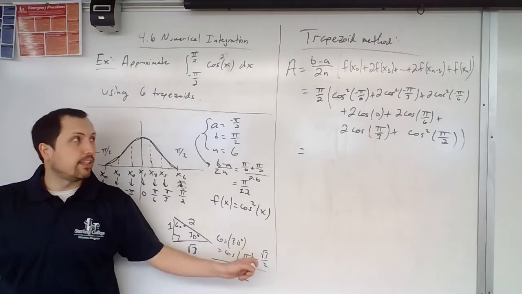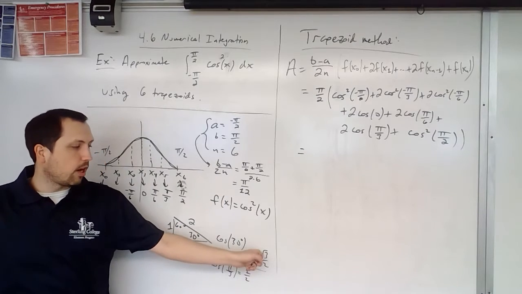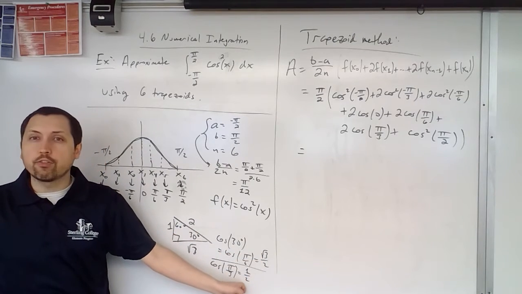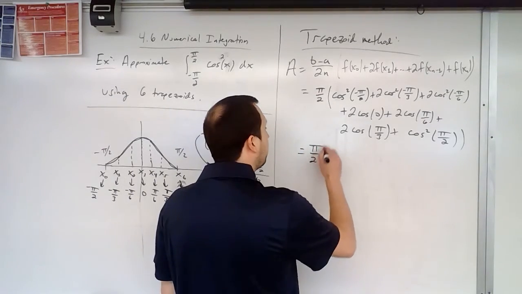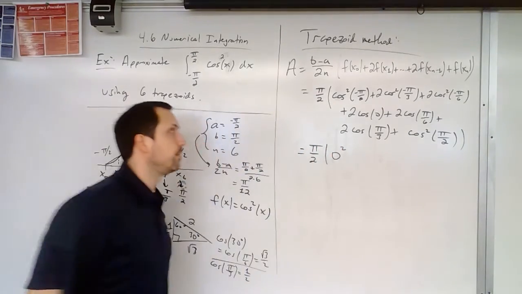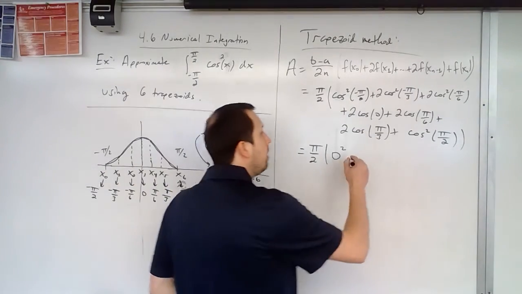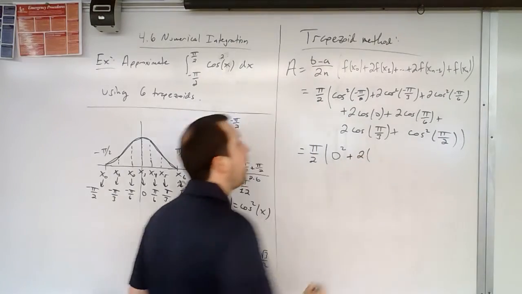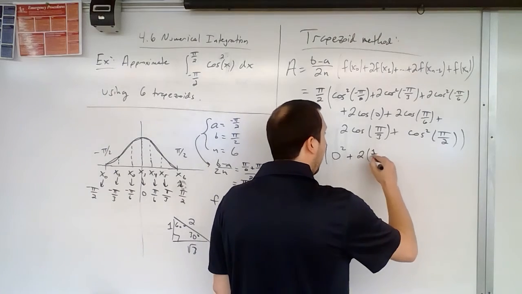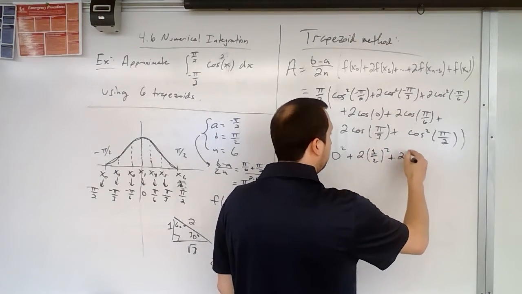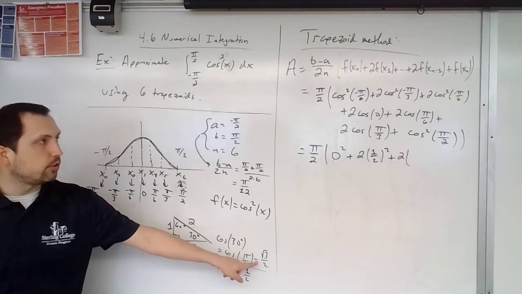So when we square these, because we're squaring cosine, we're not squaring the number on the inside. When we square this, this would become 3/4. This would become 1/4. So we have pi over 2. This is going to be 0 squared. Right? We can see that from the picture. Cosine of pi over 2 is going to be 0. We have plus 2, and then cosine of pi over 3, we said was 1/2. This is going to be 1/2 squared plus 2 times the other one, so negative square root of 3 over 2 when we square that.